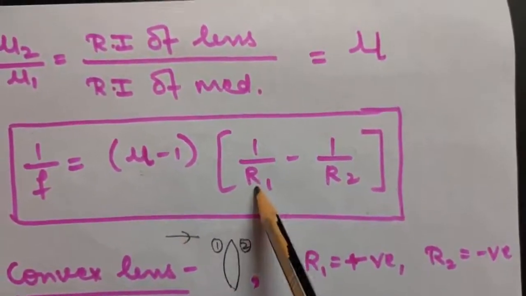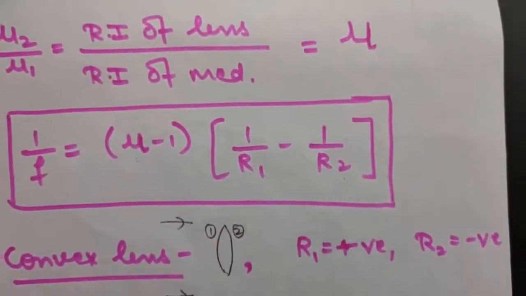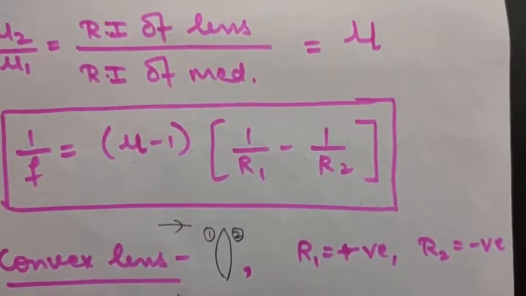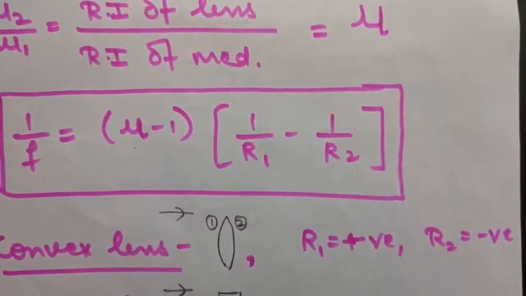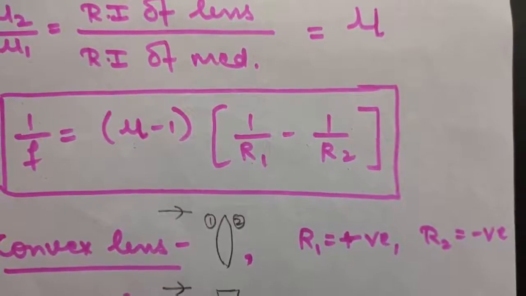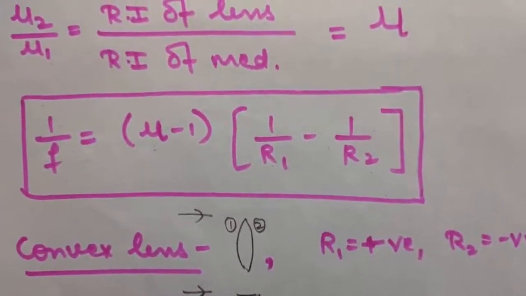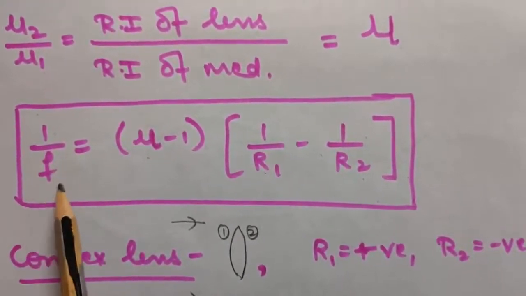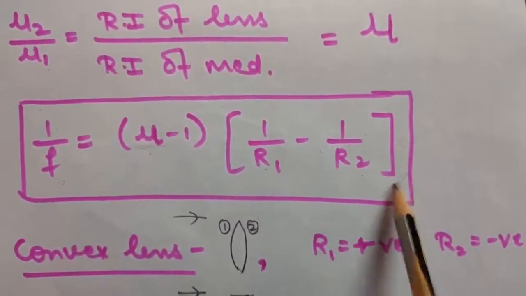Okay. R1 is the radius of curvature of first refracting surface. R2 is the radius of curvature of second refracting surface. And f is the focal length. Okay. In mirrors, you have studied the formula f is equals to R by 2. There, the focal length was not depending on refractive index. So you can say the focal length of mirrors does not depend on refractive index, but focal length of lenses depends on refractive index, as you can see from the Lensmaker's formula.